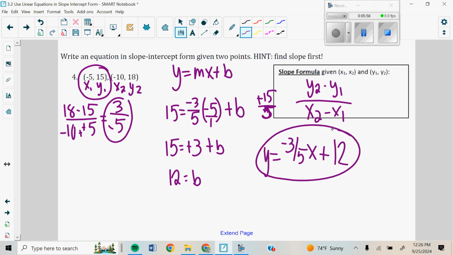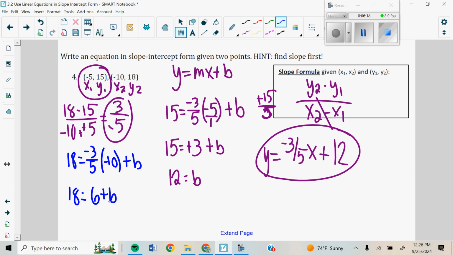Now, if you would have picked negative 10, 18, that's okay. I'm going to just do that out really quick for you. So 18 goes in for y, negative 3/5 times negative 10, plus b. All right, 18 equals, the tops would turn into 30. 30 divided by 5 gives me 6. And I'm going to subtract 6 over, and I get 12. So see how I found out that my y-intercept was the same? It does not matter which of the 2 points you pick.